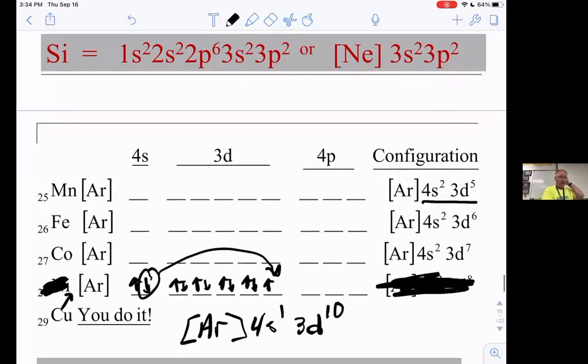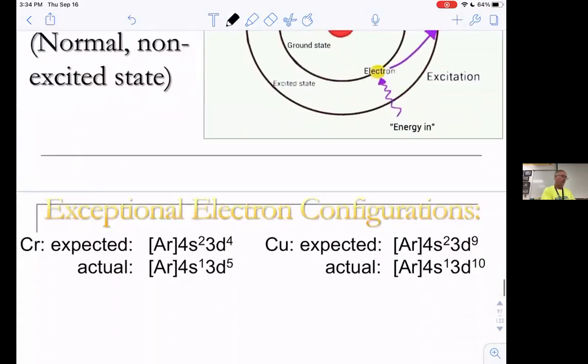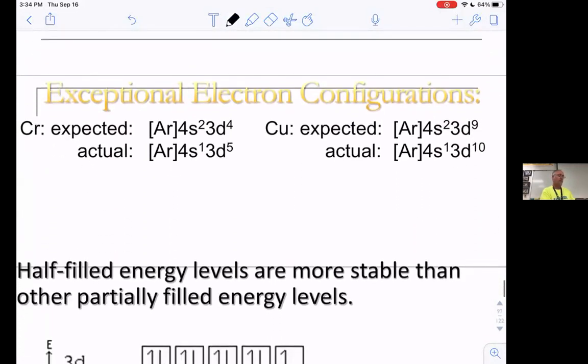Now, the whole column does that. So if I come down here and I look at the expected and the assigned things for copper and chromium, this is exactly what we're talking about. Look here. Here's the expected for copper based on all our rules, but it doesn't do that. Instead, it drops 1 down to be more stable and the 3D gets 10. Look what happens to chromium. Chromium, the expected, is 4s2 3d4.